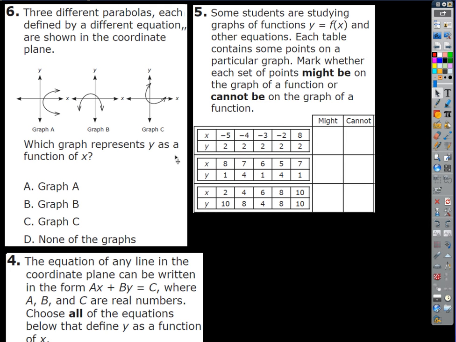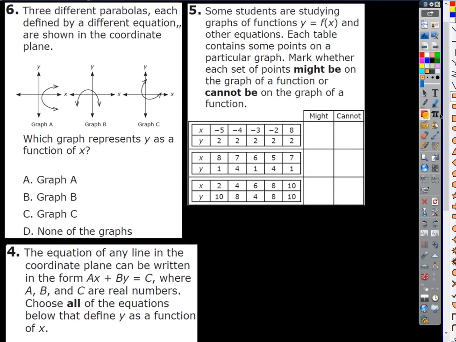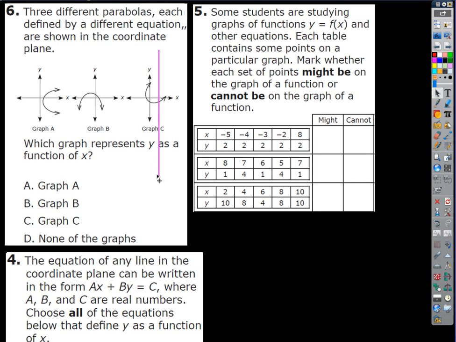Both of these are going to fail the vertical line test, aren't they? If I sweep a vertical line across either one of those, it's not going to work. Right? There's my vertical line. If I drag that across, there's a problem, right? Everybody agree that fails? Okay, here's another one. That one's fine, but obviously that one's no good. So it's got to be graph B.